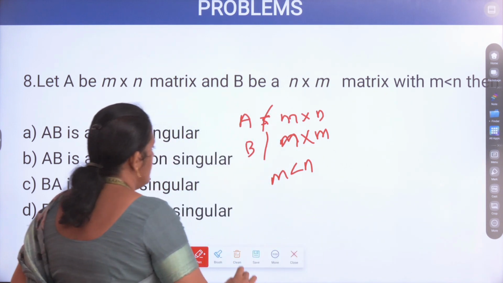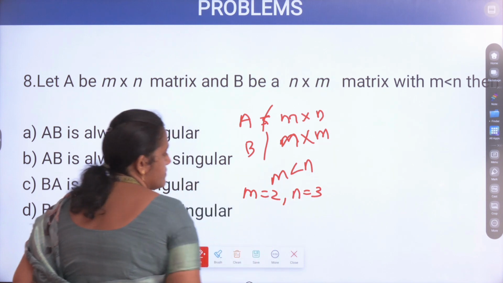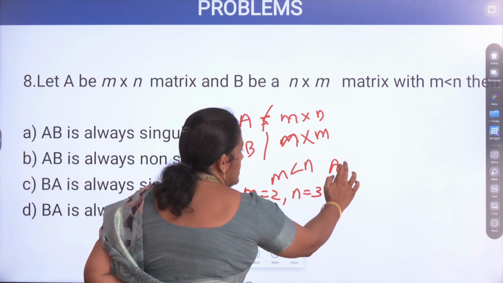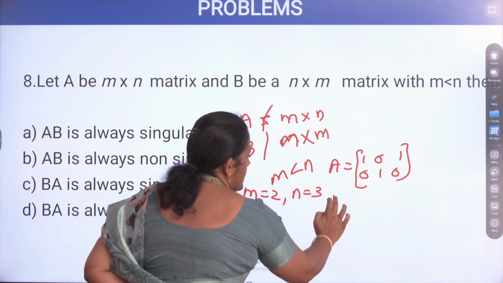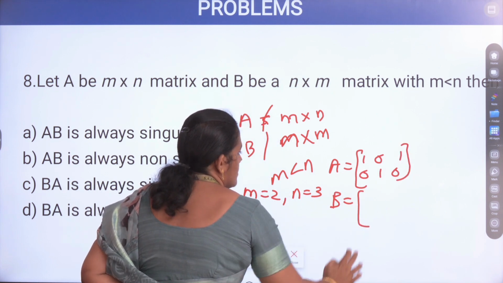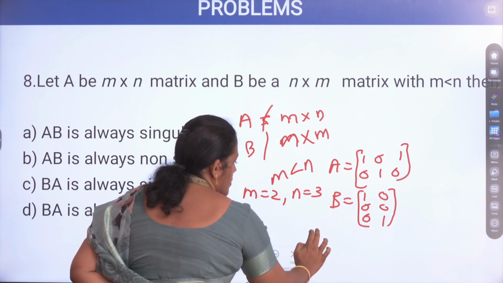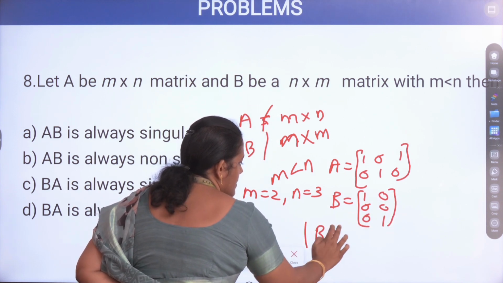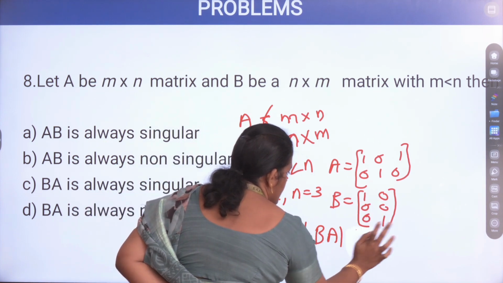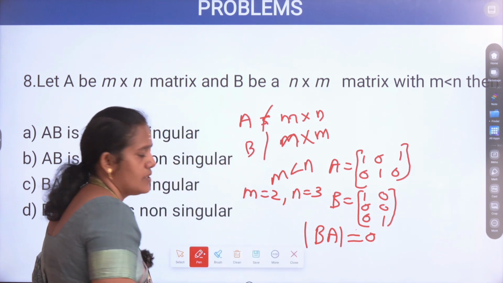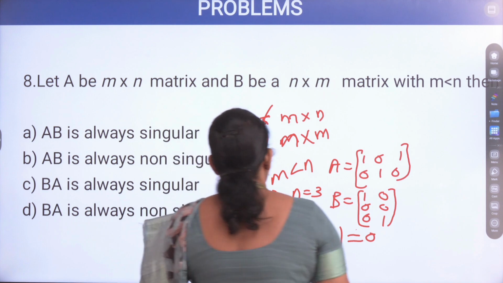For example, suppose you consider M equal to 2 and N equal to 3. So, A equals the matrix 1 0 1 0 1 0, and B is 1 0 0 0 0 1. So, you find BA. The determinant of BA is not equal to 0. Sorry, the determinant of BA equals 0. So, this is a singular matrix. So, BA is always singular.